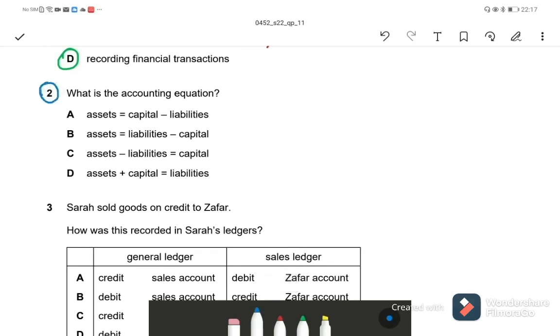Question number 2. What is the accounting equation? Accounting equation is assets is equal to liabilities plus capital. So the first option, assets is equal to capital minus liabilities. No. Assets is equal to liabilities minus capital. No. Assets minus liabilities is equal to capital. Assets is equal to liabilities plus capital, so capital is equal to assets minus liabilities. C is the correct answer.